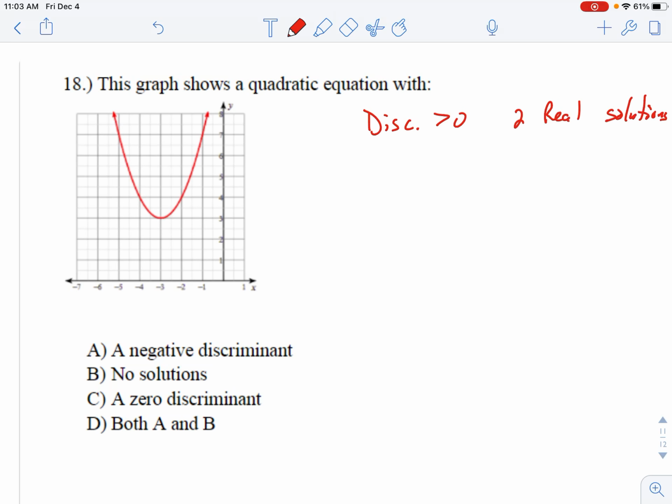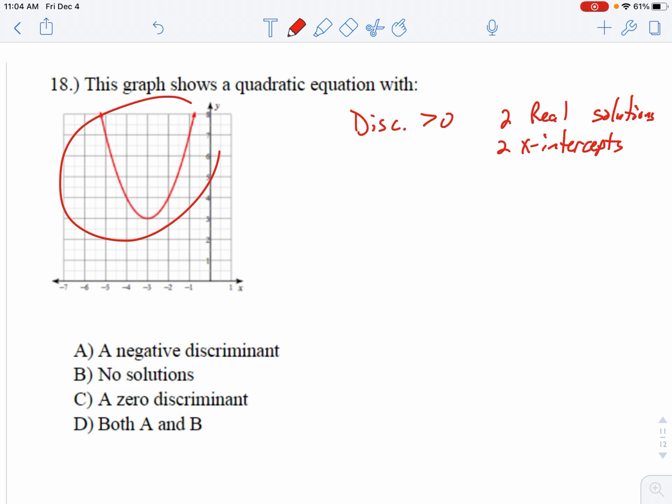But a solution is the same thing as an x-intercept. So if the discriminant is greater than 0, that means there are two x-intercepts. Does this graph have two x-intercepts? No, it doesn't have any x-intercepts. This graph does not cross the x-axis anywhere.